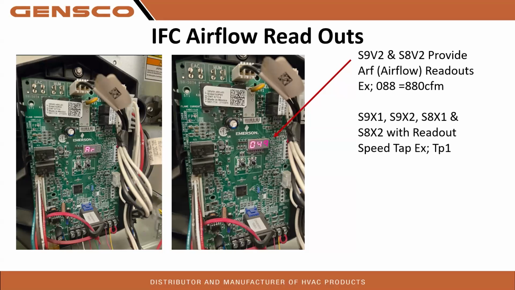But on your S9X1s, X2s, your S8 ones, your S82s, you're going to have to set the speed tap, and it's only going to give you the speed tap readout. So you're going to have to do a little work to set that up. And no, they do not come set up out of the box. Very seldom do you have any system today that you can install and it's good to go out of the box. You're going to have to do some work. That's just part of it.